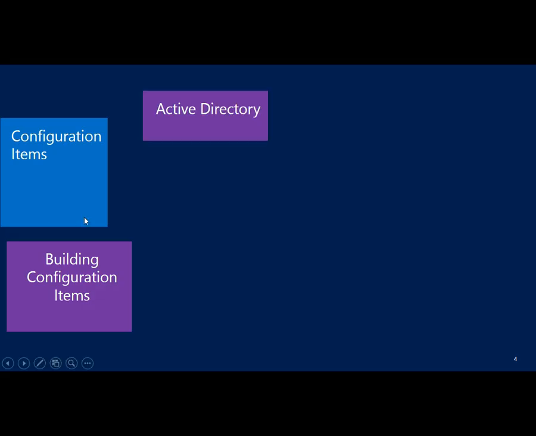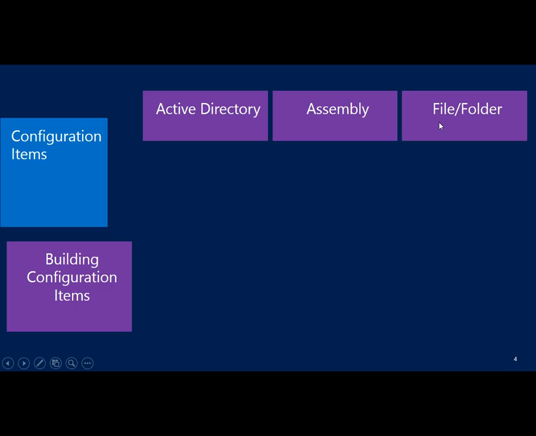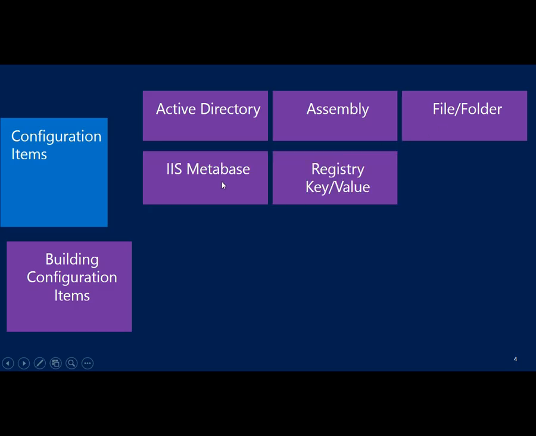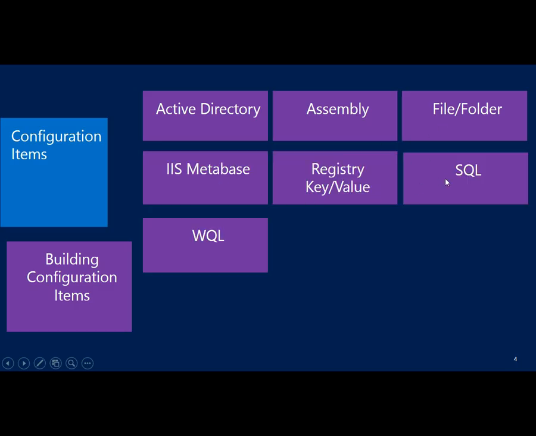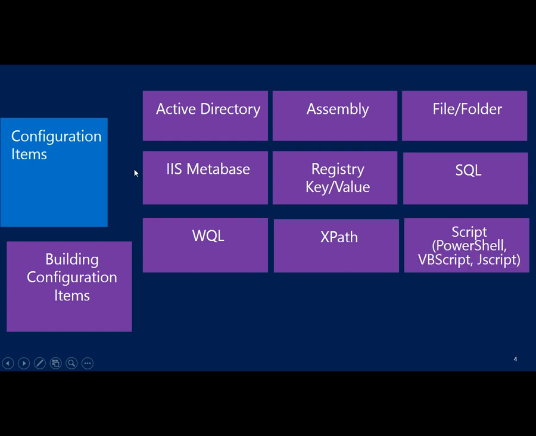So let's go through this. In terms of the configuration items that are available, here they are. I'll just lay them out. Active Directory, you have assemblies, you have files and folders, and the IIS metabase, registry keys or values, SQL, WQL, XPath, XML, or script. I want to take you through all of these.